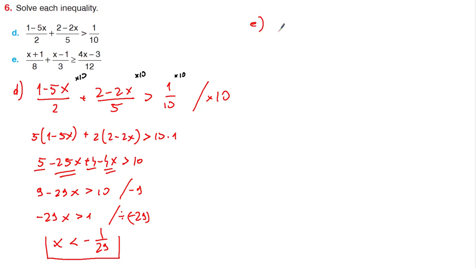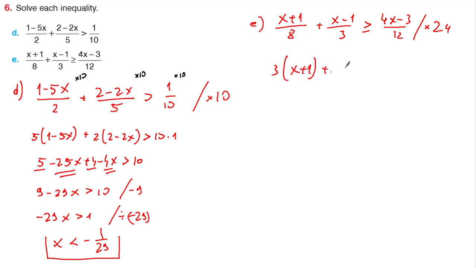And under E, we have (x plus 1) over 8 plus (x minus 1) over 3 is greater than or equal to (4x minus 3) over 12. The least common multiple of 8, 3, and 12 is 24. So multiply both sides by 24. What do you get? 24 over 8 makes 3, so 3 times (x plus 1), plus 24 over 3, that's 8 times (x minus 1) from the second fraction. 24 over 12 makes 2 times (4x minus 3).